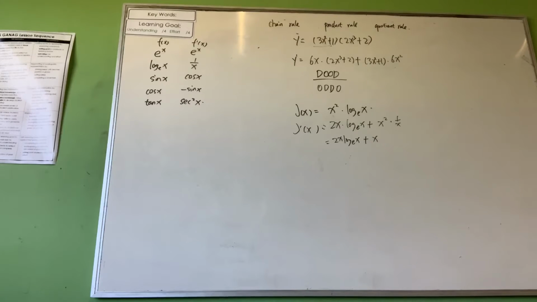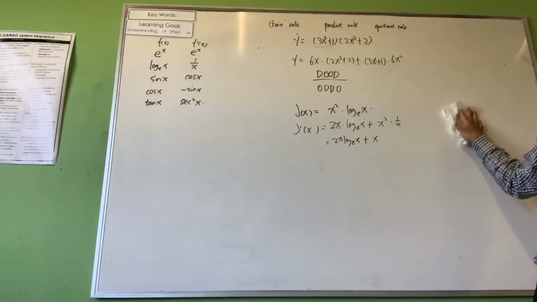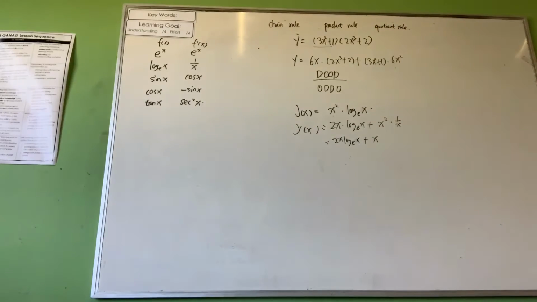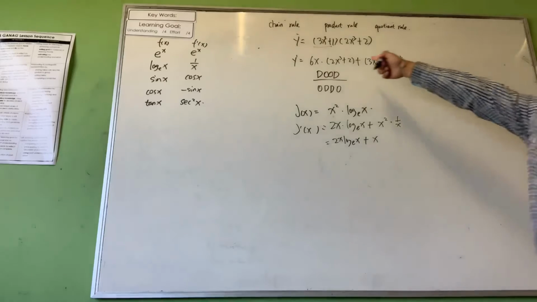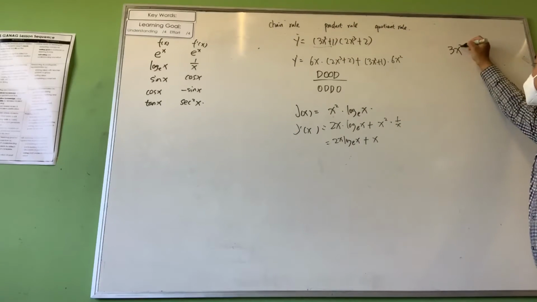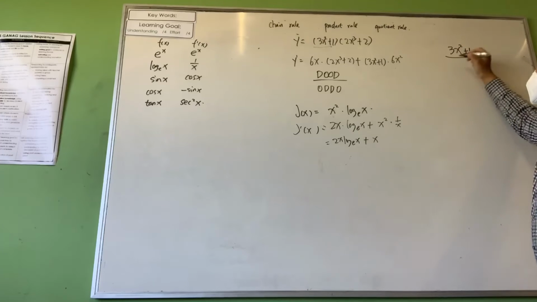All right, last one, quotient rule. Can I write this out? Working out part. All right, then let's do it here. I will use the same terms here. We've got two terms: 3x squared plus 1 over 2x cubed plus 2.